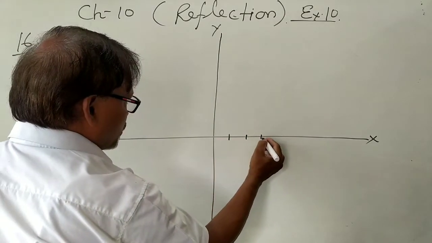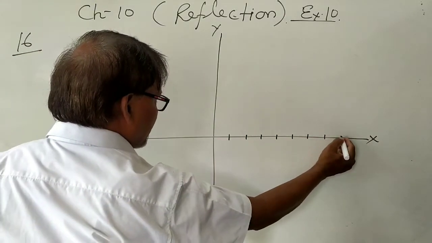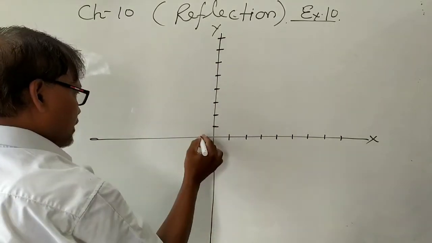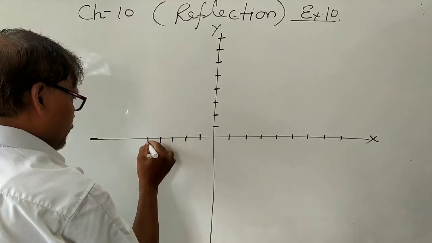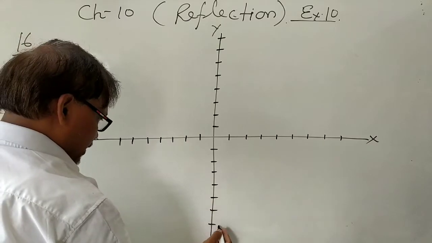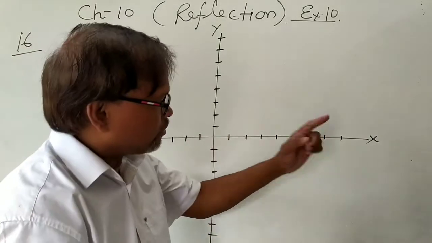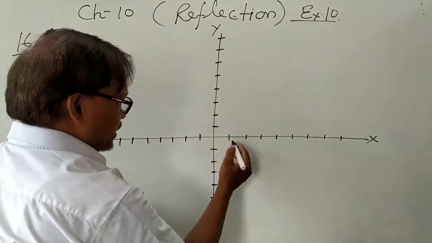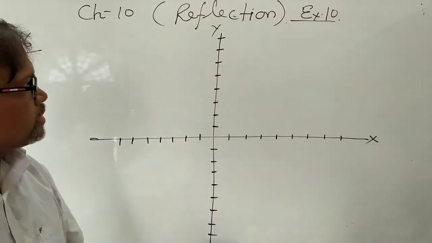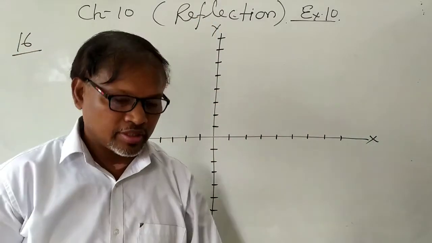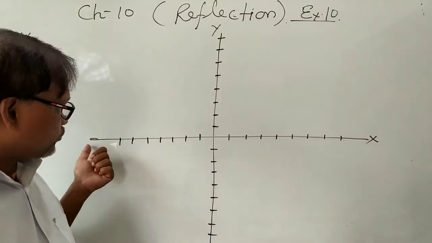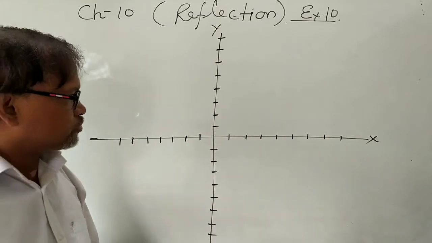Then 1, 2, 3, 4, 5, 6, 7, 8 on each side. Make equal interval, divide in equal interval. In graph paper the divisions are already there, so no problem, but because I am making the graph on the board, that is why I have to give the equal division. Only you have to write the values 1, 2, 3, 4, minus 1, minus 2, minus 3 on both axes.